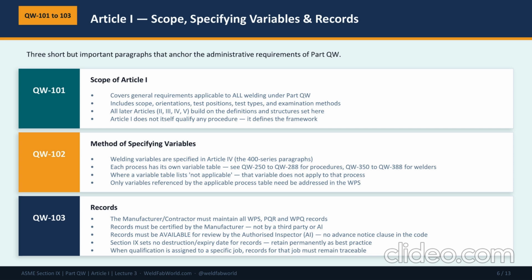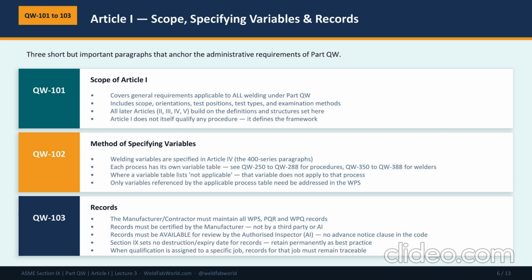QW 103, Records. This paragraph closes Article 1 with the administrative anchor. QW 103.1 restates the organizational responsibility from QG 106 at the Part QW level. Each organization shall conduct the tests required to qualify the welding procedures used in construction, and the performance of welders and operators who apply those procedures. No delegation of this responsibility.